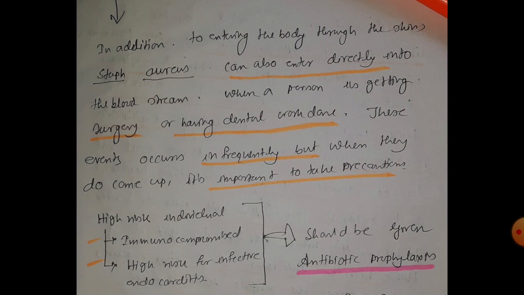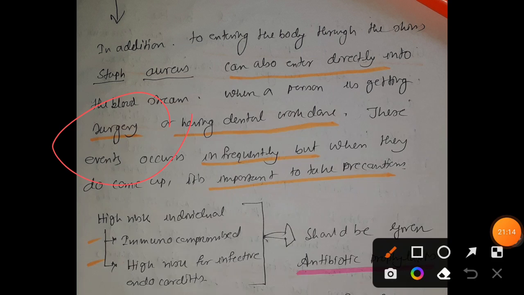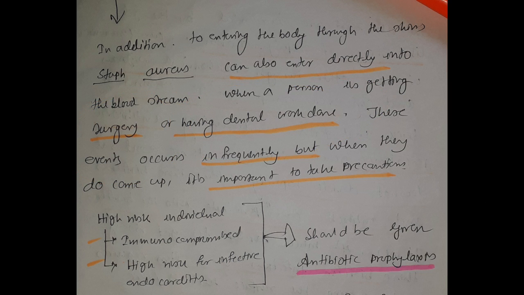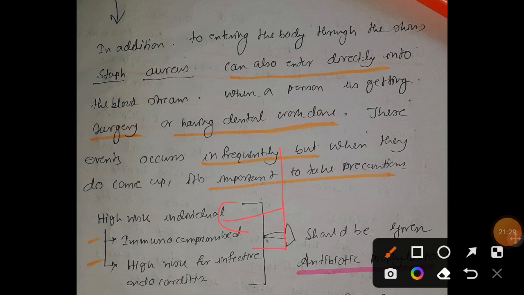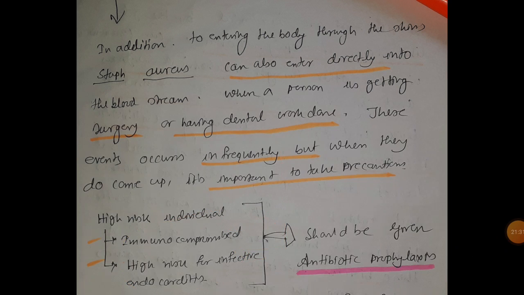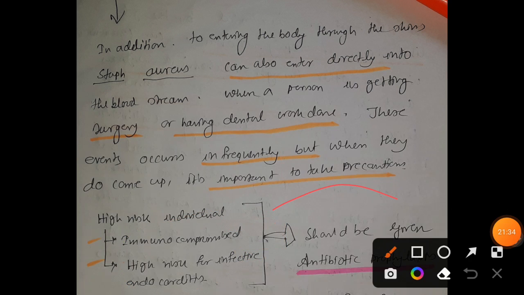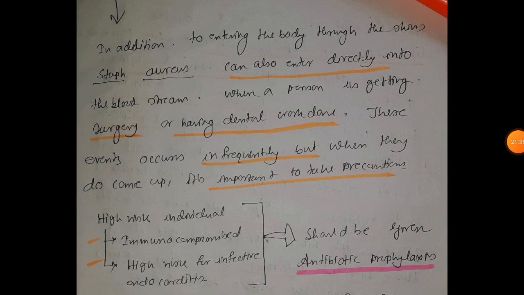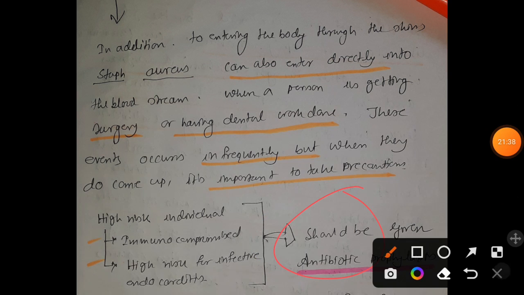And then we have learned that Staphylococcus aureus can also directly enter the bloodstream when a person is getting surgery or having dental work done. Okay, although those events are rare, as they do occur, we have to take important precautions. Mainly persons who are immunocompromised or who are at serious risk of infective endocarditis should be given antibiotic prophylaxis.